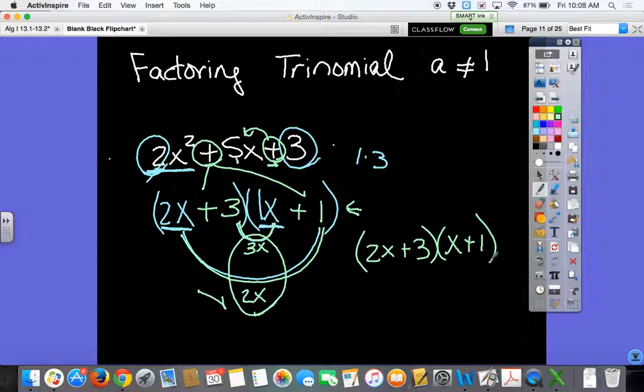What I mean by that is the insides have to be the same. You could turn it around, as long as you have an x plus 1 factor and a factor of 2x plus 3. Okay? Now, it can get more interesting.